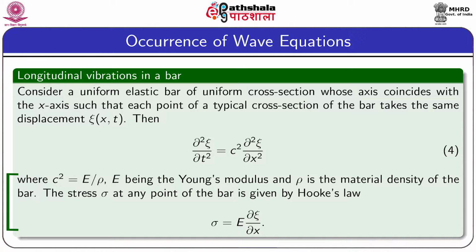and the stress sigma at any point of the bar is given by Hooke's law. Hooke's law says that stress is proportional to strain. So, this is written in the equation sigma equals E into del xi del x, where del xi del x represents the strain and E is the proportionality constant which is known as Young's modulus.